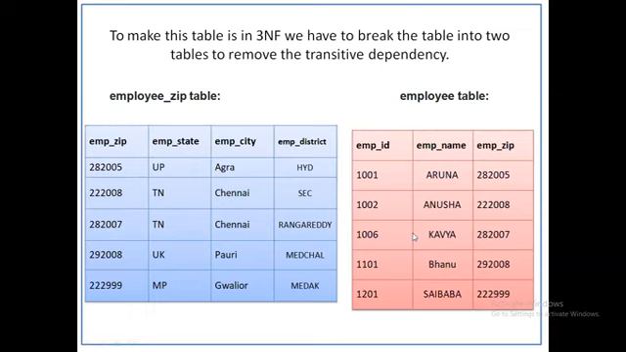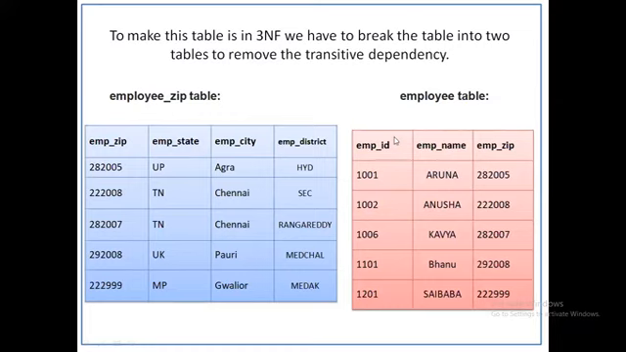Now if you divide like this and join these two tables, the data should not be lost, right? By using primary key and foreign key conditions, you can join these tables. Employee zip is the primary key field here, and employee zip is the foreign key field there. Clear? We can have duplicates in a foreign key field.